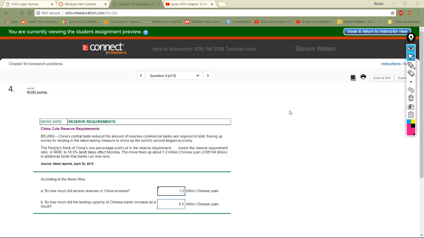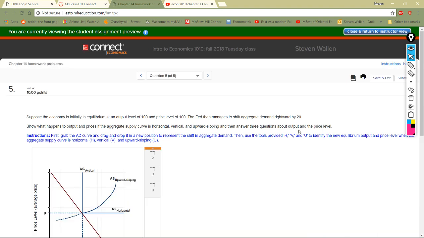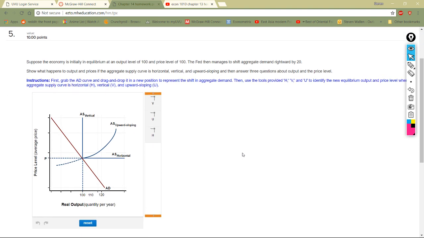One last homework question. This is it. The last homework question, and you will have made it through the homework. Ooh, we got some interesting stuff here. First, grab the AD curve and drag and drop it in a new position to represent the shift in aggregate demand. Then use the tools provided, H, V, and U, to identify the new equilibrium point and price level when aggregate supply here is horizontal, vertical, and upward sloping.